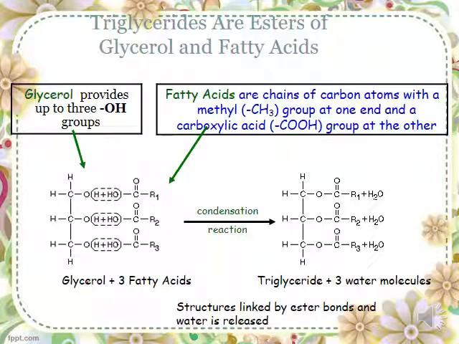This is how triglycerides are formed. So this is glycerol, and there are three fatty acids here. So one glycerol attached to three fatty acids through condensation reaction will form triglyceride and also three water molecules. If one glycerol is attached to one fatty acid, then monoglyceride will form. And if glycerol reacts with two fatty acids through condensation reaction, then diglycerides will form.